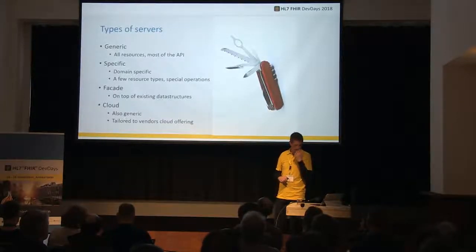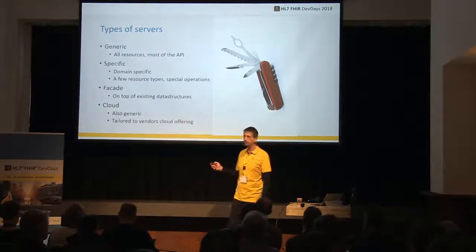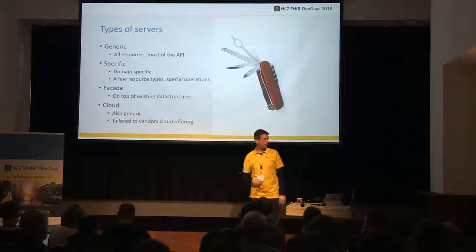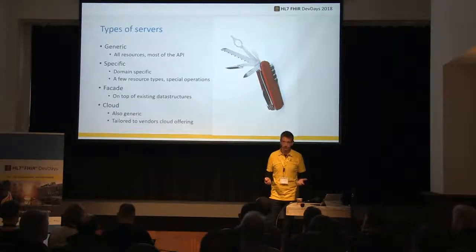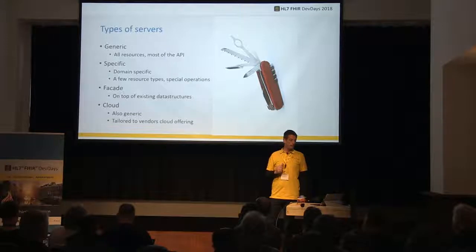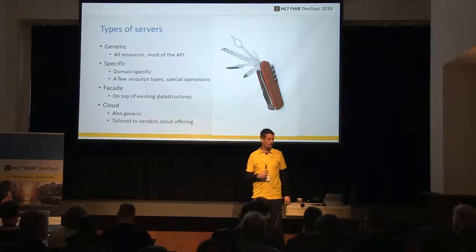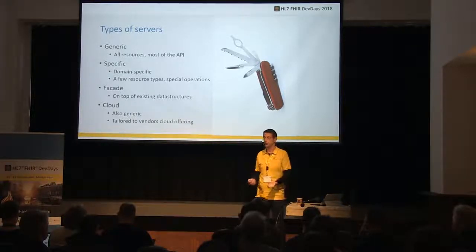What types of servers are there? I talked about a couple of examples here: Aidbox, HAPI, Graham's server, the Microsoft and Google servers. Well, they are in general generic servers. They support all types of resources, and some or most of the API. So you can use them for anything, actually. But they're not highly optimized for something. They're not optimized to do terminology.